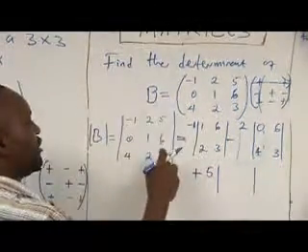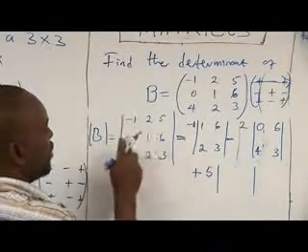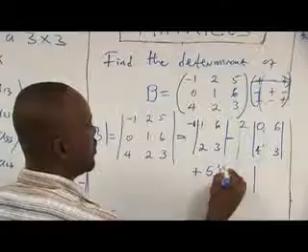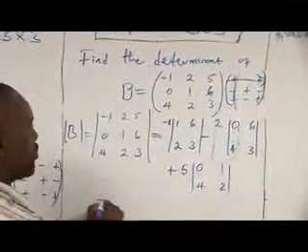Rule out the column containing 5 and the row containing 5. That gives us what left? 0, 1, 4, 2. And then I begin to evaluate.